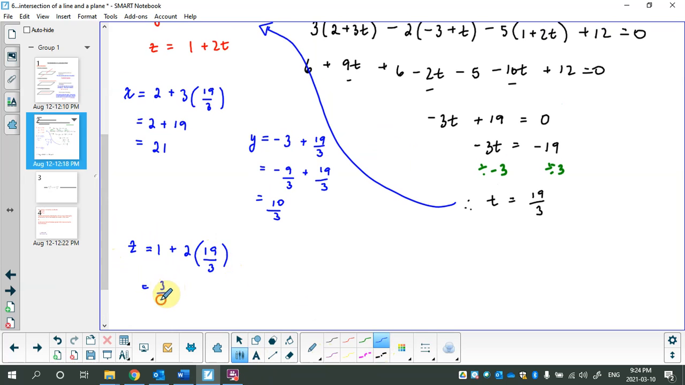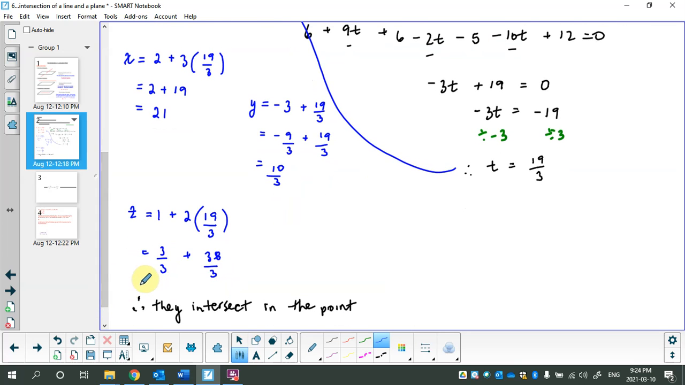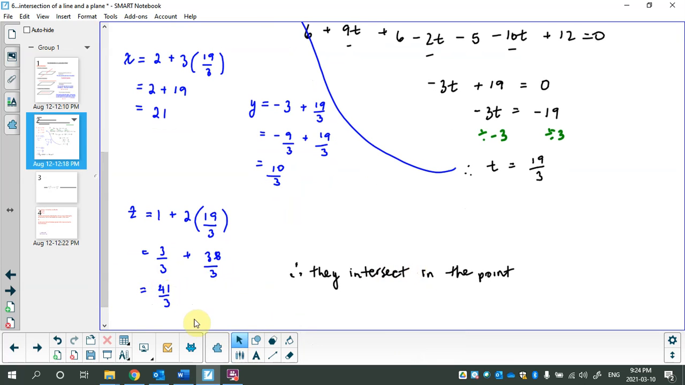So I'm going to turn this into 3 over 3 immediately, plus 38 over 3. So that's 41 over 3. So I can say now that it intersects in the point, round bracket, 21, 10 over 3, 41 over 3. And like I said, not always pretty.